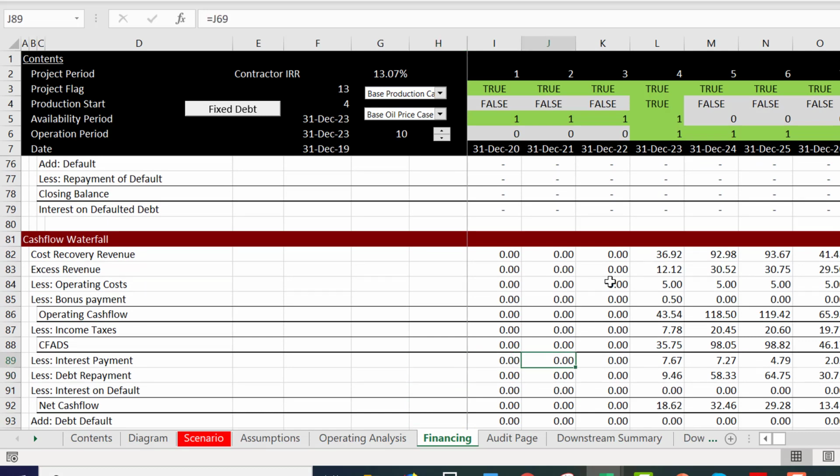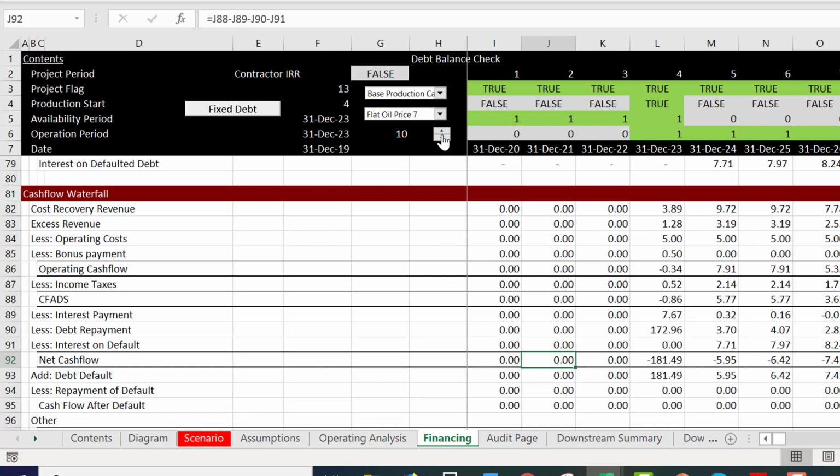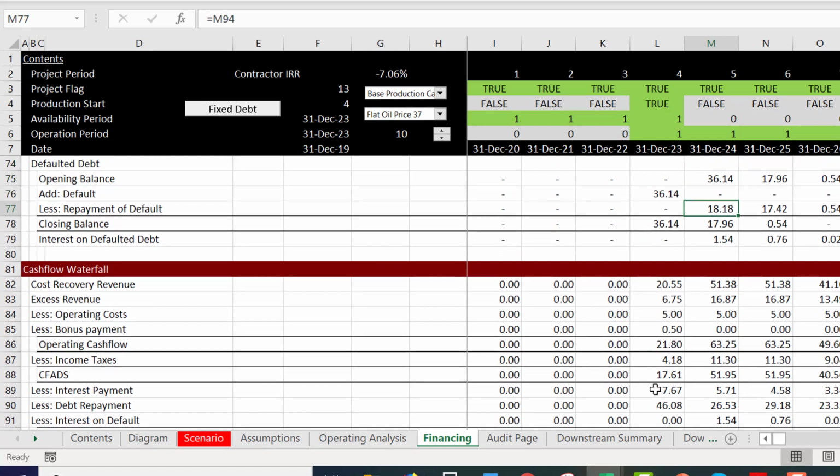You go through all the CFADS, and then down here, if the cash flow is negative, so we're going to put a low oil price in, and I'm going to push it down a little bit. That's really low. Then, we get this gigantic default. That's too big. Let's have it somewhere here. We have a default here, okay, and that's just used with the maximum function. But once we have a default, then it's not so bad. We have positive cash flow, and we use that cash flow to repay the default. And that cash flow is up here.